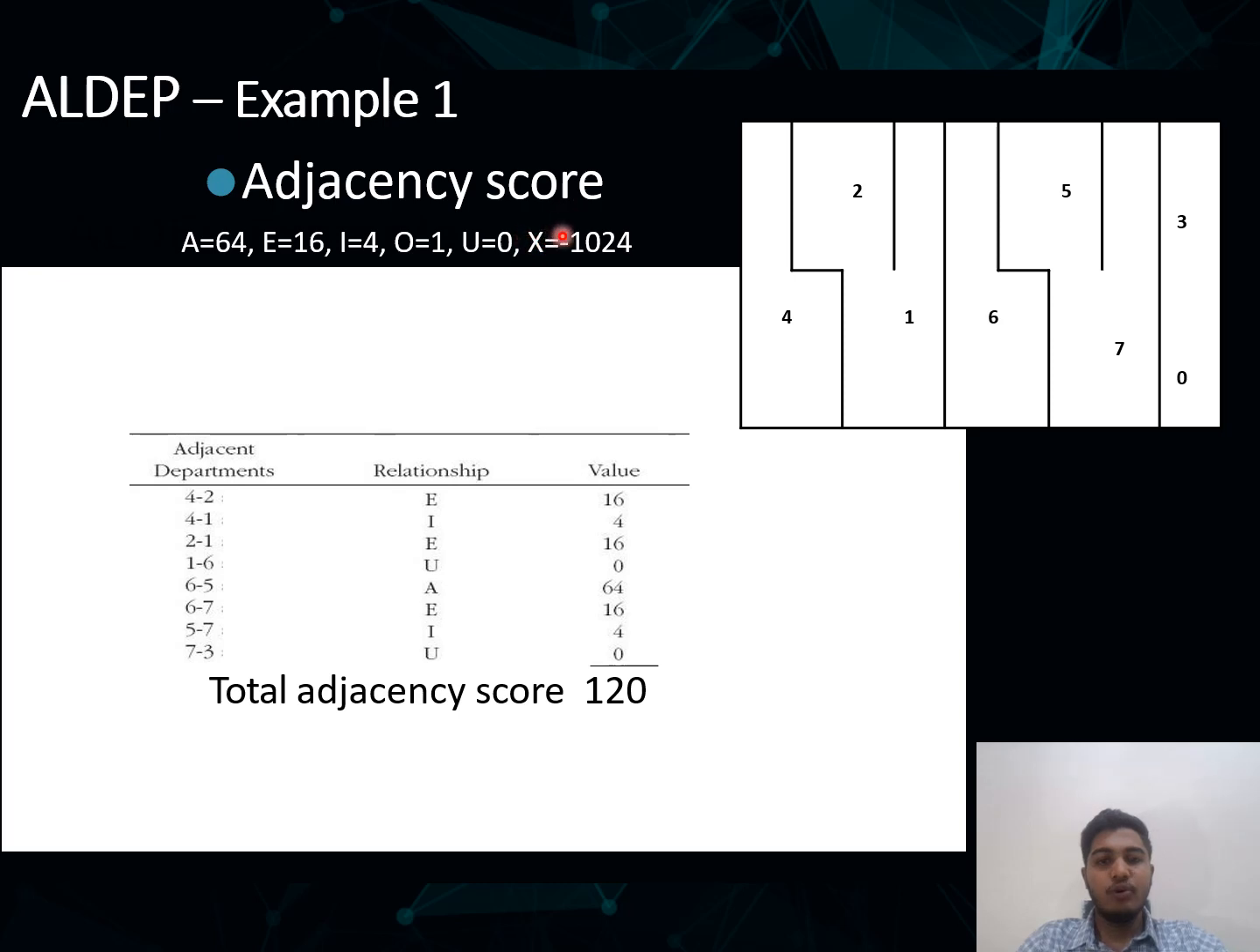The adjacency score plays a major role in ALDEP problems. As they have given the A, E, I, O, U and X values, we need to check the adjacency score and find it. The relationships given here are E, I, E, U, A, E, I, U. So the values are given here, and we need to plot them, place the values, and find the total adjacency score by adding the sum, which comes to 120.